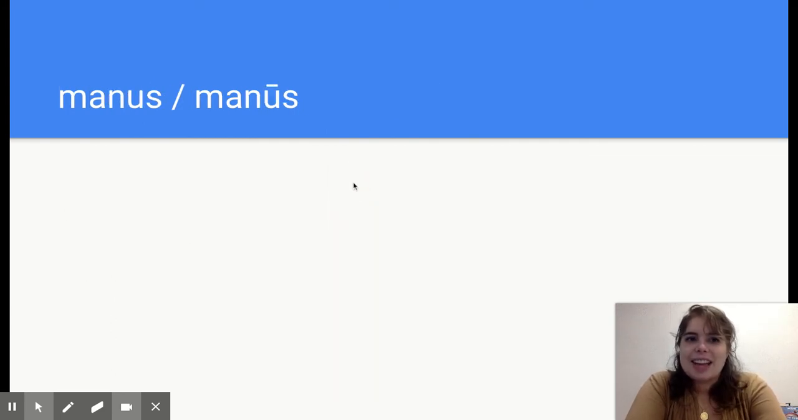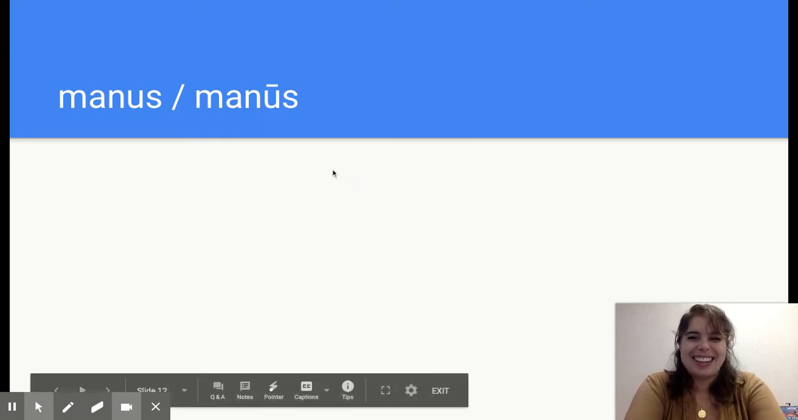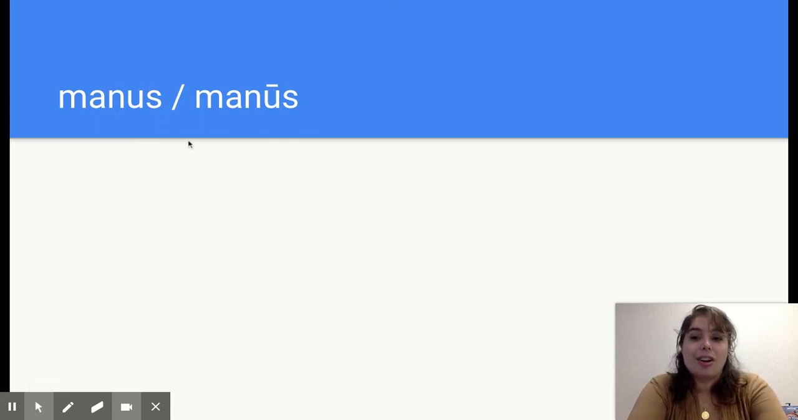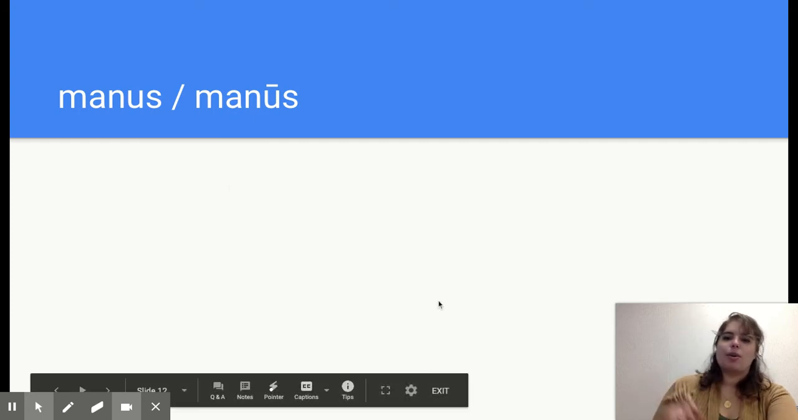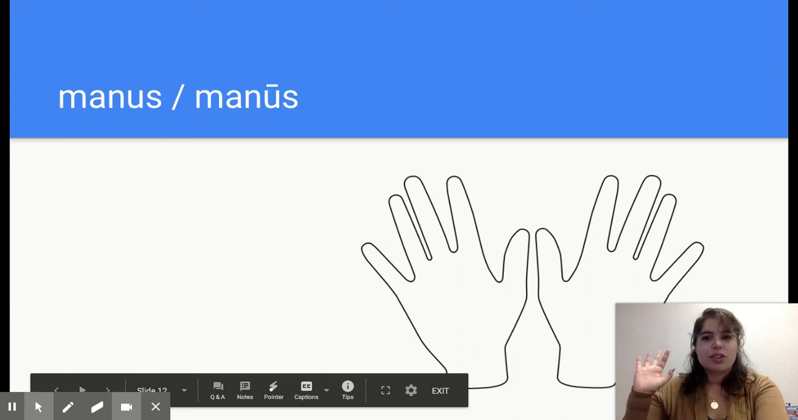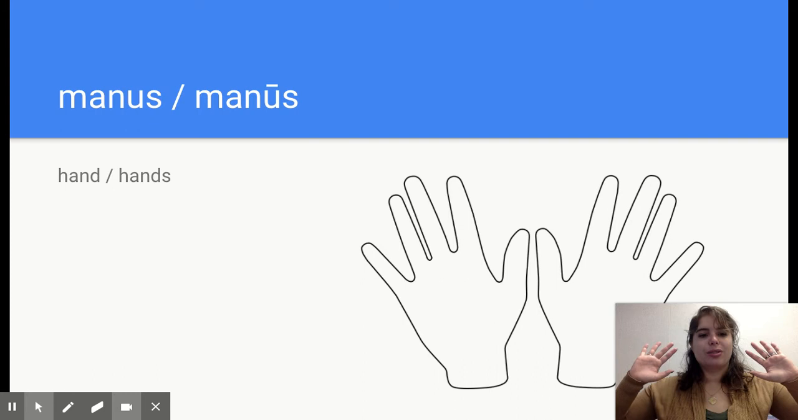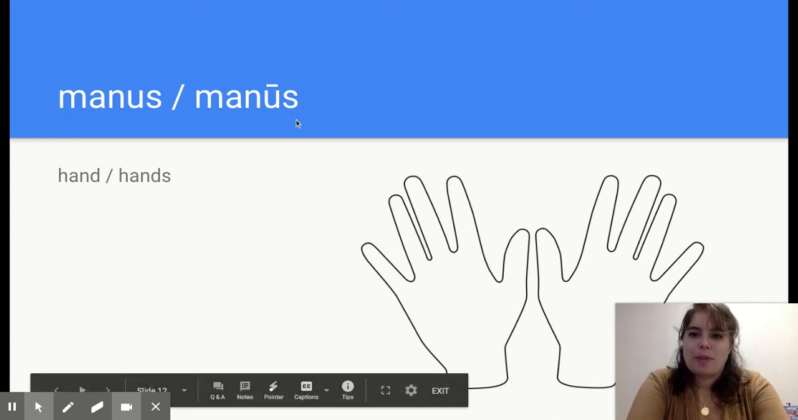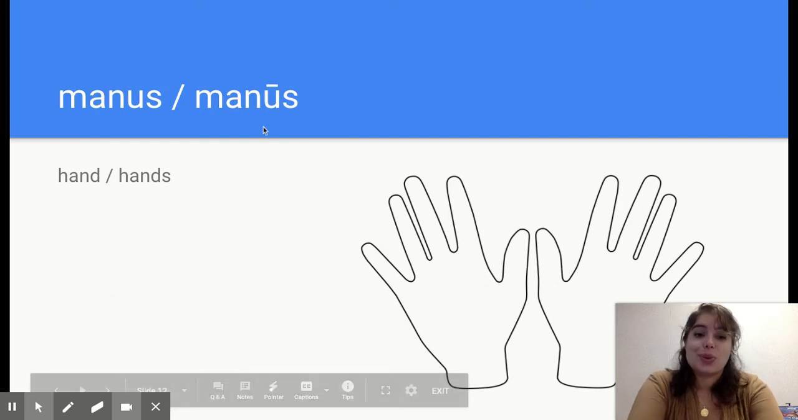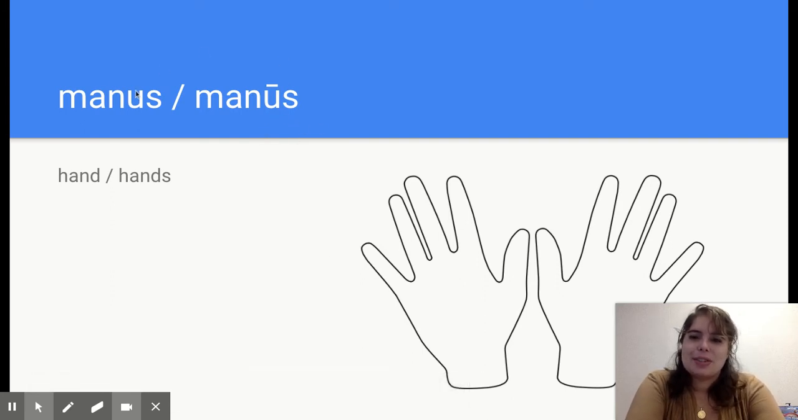All right, and next we have manus or manus. Very slight difference here between the singular and the plural. It's really just a long U versus a short U, and there's a very slight difference in pronunciation. So manus with a short U sound is going to be hand. Manus with more of that long U sound is hands, plural. So this is one of those cases where those long marks are important. Extra important, I should say, because they do distinguish between the singular and the plural.